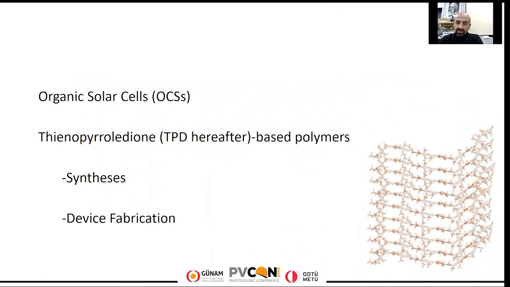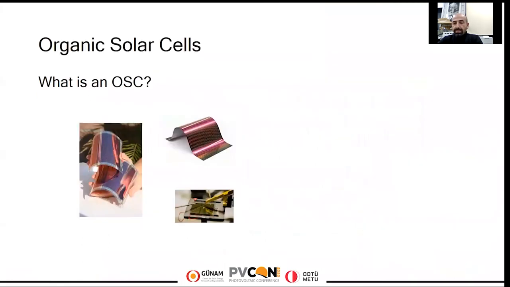Before discussing the results of the solar cell devices based on these two polymers, let's see what an organic solar cell is and how it functions, and then see what kind of polymers were used for device fabrication and why we have chosen them.